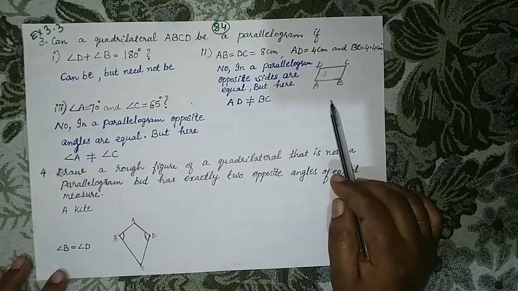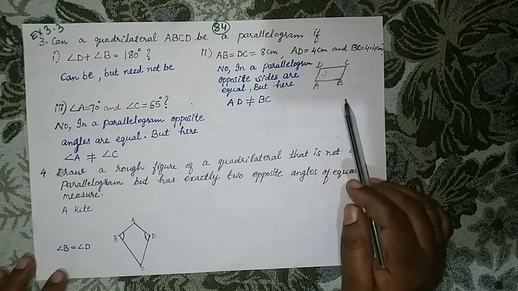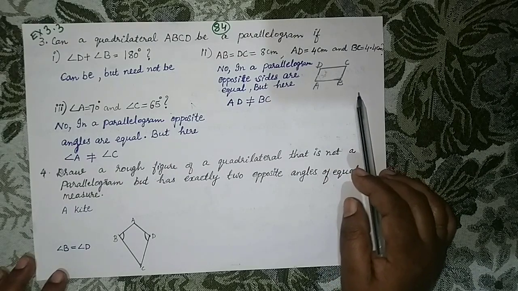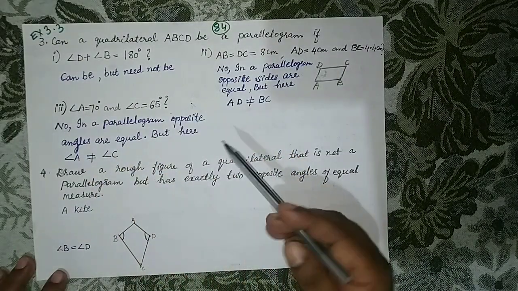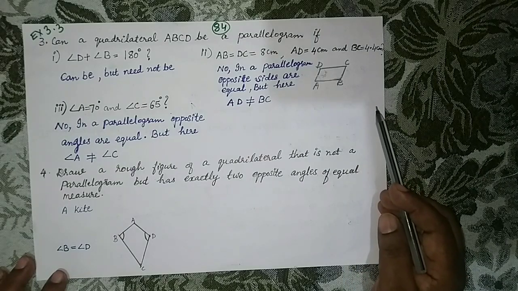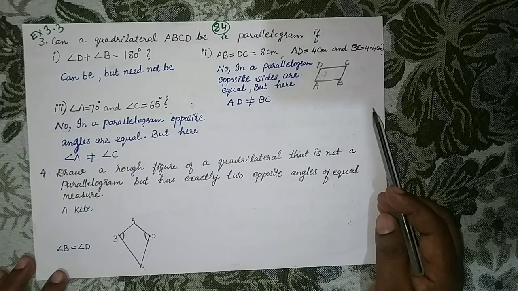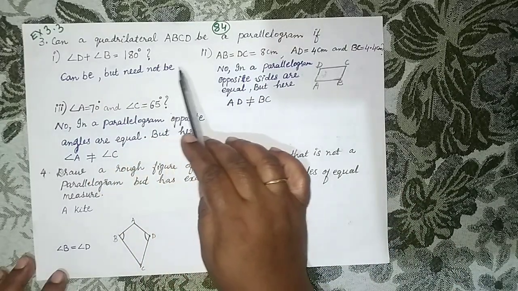It is not necessary that the sum should always be 180 degrees. It is not at all necessary. So the answer is: can be, but need not be. It can be. In a square, the sum is 180 degrees. But in all parallelograms the sum is not 180 degrees. So the answer is can be, but it is not necessary.